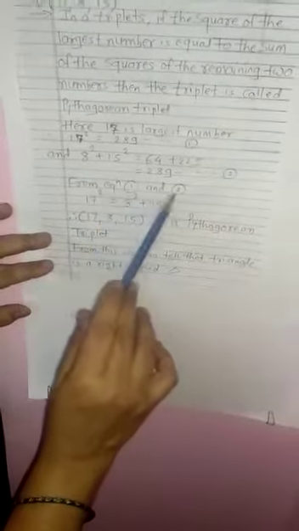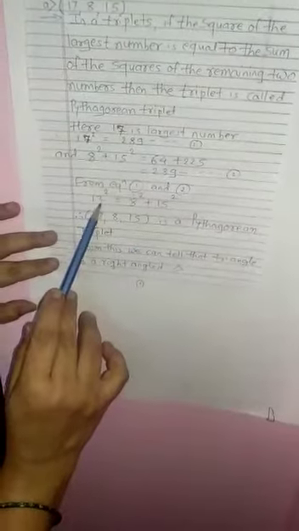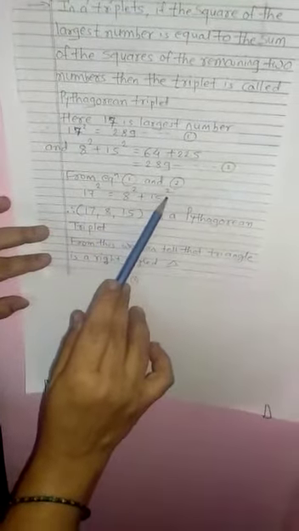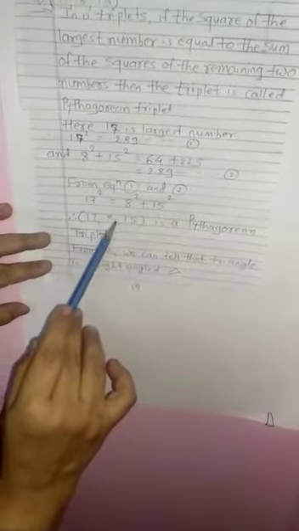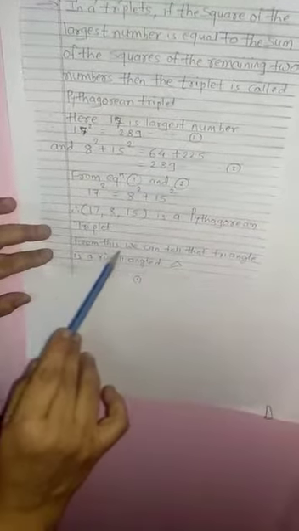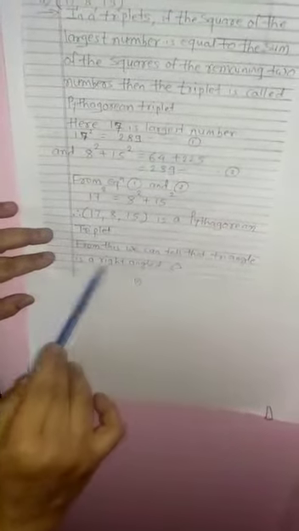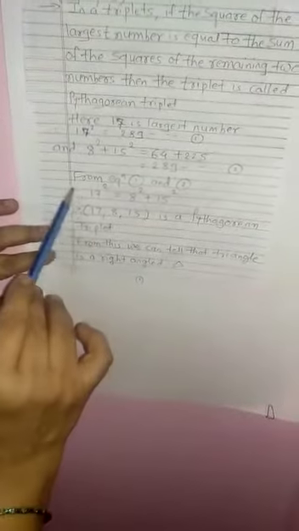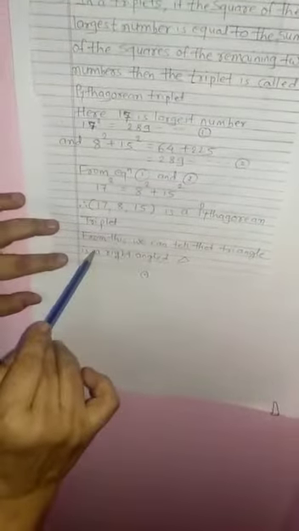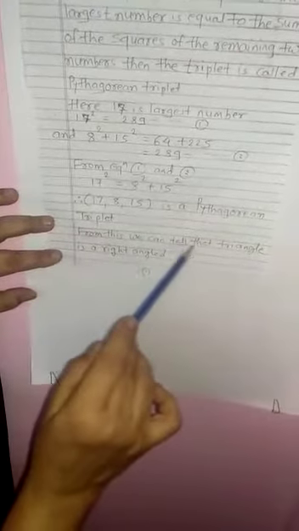From equation number 1 and 2, we are getting 17 square is equal to 8 square plus 15 square. So 17, 8, 15 is a Pythagorean triplet. Now from this we can tell that the triangle is a right angle triangle. This test is used to decide whether the sides of the triangle are for a right angle triangle.